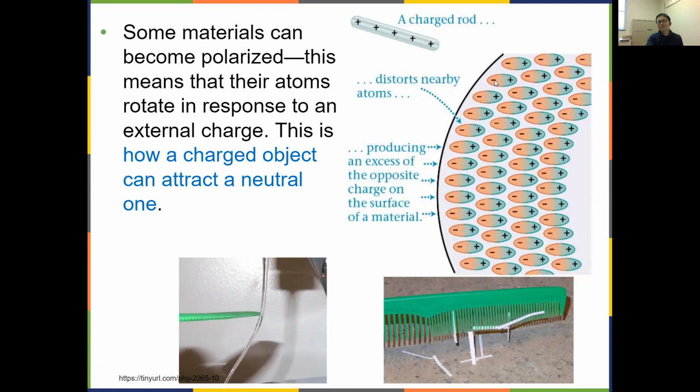Because for any atom or molecule, you'll find there's a nucleus, which is positively charged, and electrons, which are negatively charged. So they can reorient. Then the negative charges will be closer to this side, and the positive will be on the other side.